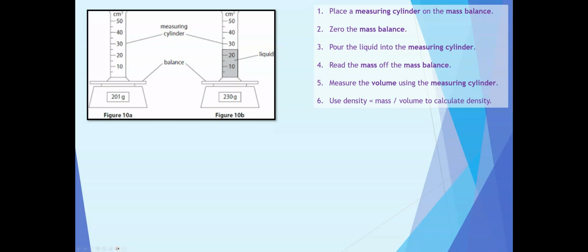Okay, so due to putting the liquid in, the mass is 29 grams, and you divide that by the volume, which here you can see is exactly between the liquid levels, exactly between 20 and 30. So it would be 29 grams divided by 25 to give you your density.